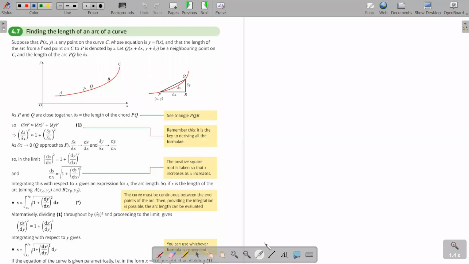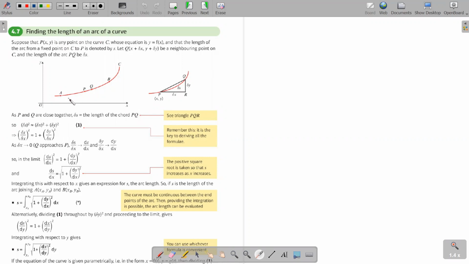Okay, so now we'll move on to the next part of our lesson in integration. We are going to learn how to find the length of a curve. This is something quite new. When they give you a curve, you are going to learn how to find its length.